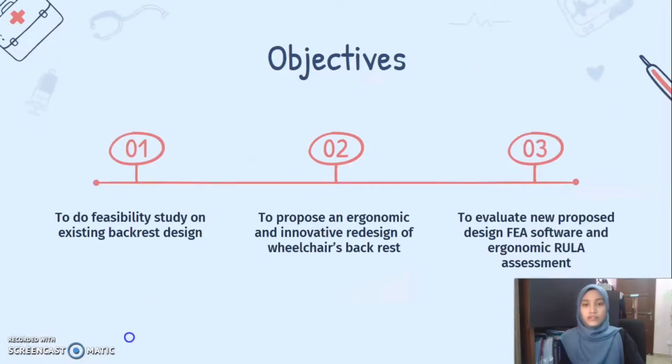Next, after figuring out the problem statement, we come up with three objectives. The first one, to do a feasibility study on existing backrest design. Second, to propose an ergonomic and innovative redesign of the wheelchair backrest. And the last one is to evaluate the new proposed design using finite element analysis software and ergonomic RULER assessment. Hopefully, all three objectives will be achieved.